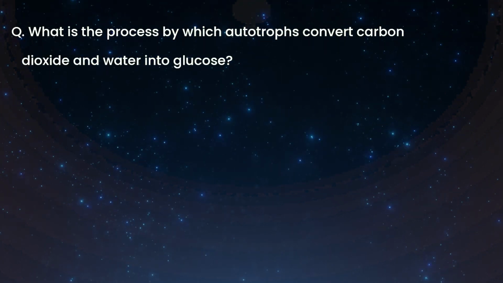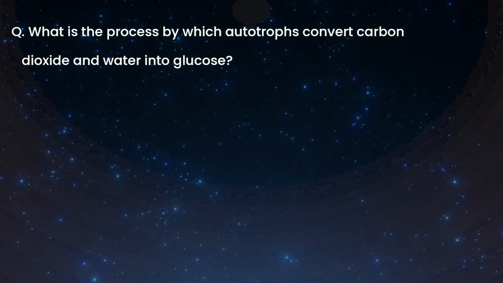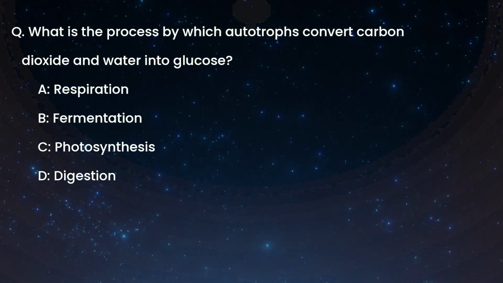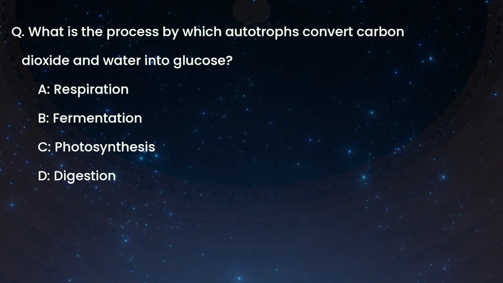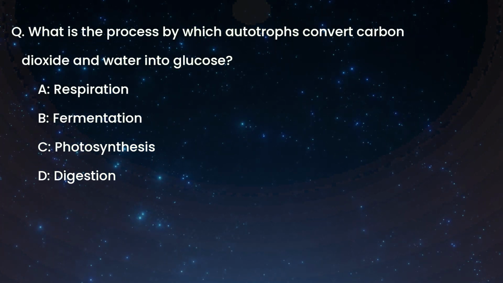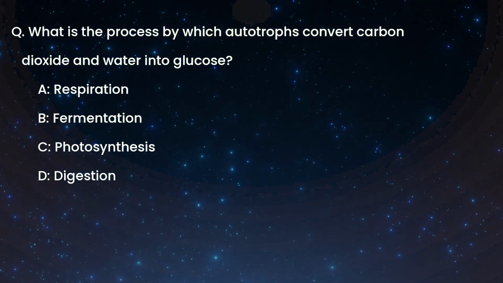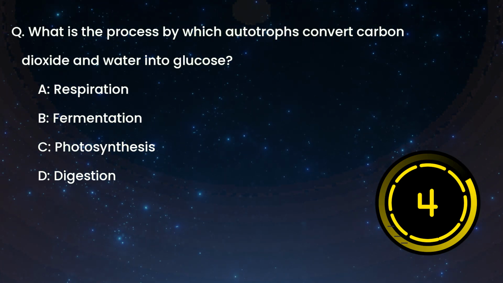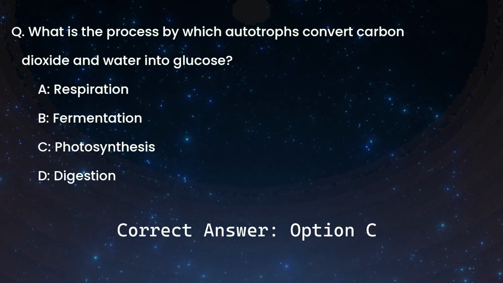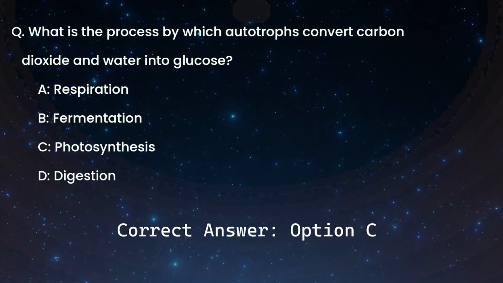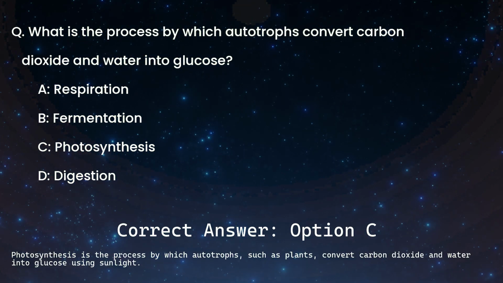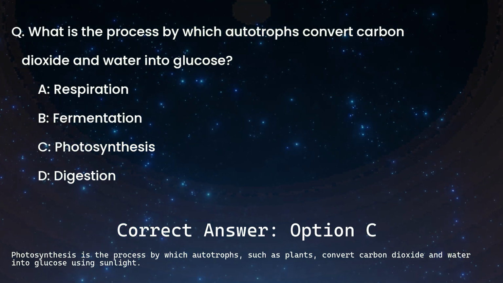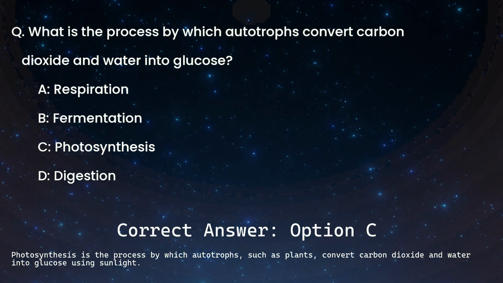Question: what is the process by which autotrophs convert carbon dioxide and water into glucose? Option A. Respiration. Option B. Fermentation. Option C. Photosynthesis. Option D. Digestion. You have 5 seconds to answer the question. The correct answer is option C, which is photosynthesis. Photosynthesis is the process by which autotrophs, such as plants, convert carbon dioxide and water into glucose using sunlight.